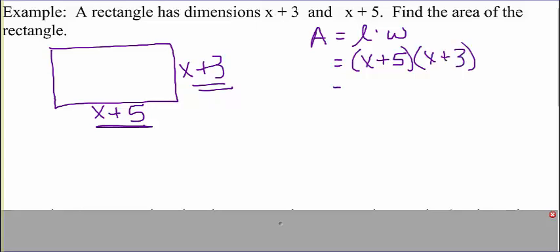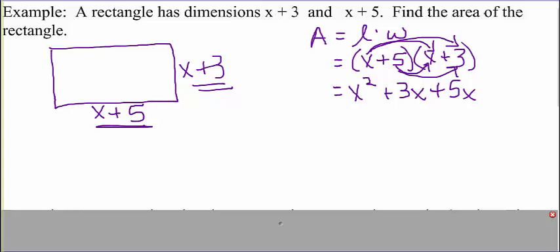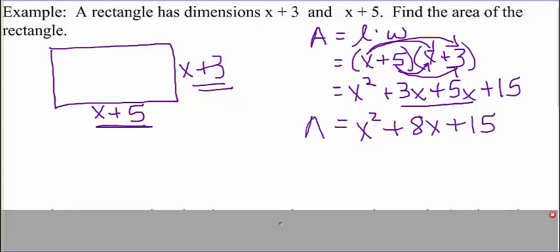So we will multiply these together. I'm going to use FOIL. X times x gives me x squared. X times 3 is plus 3x. 5 times x is plus 5x. And 5 times 3 is plus 15. Then we combine like terms. So we can combine the 3x plus 5x. Gives us x squared plus 8x plus 15, and that is the area of the rectangle.